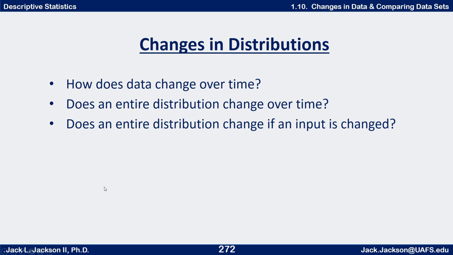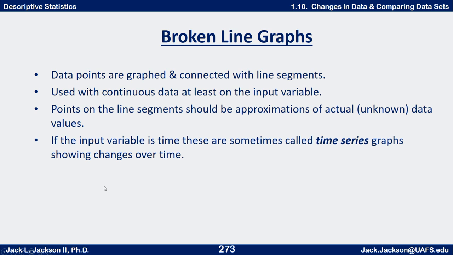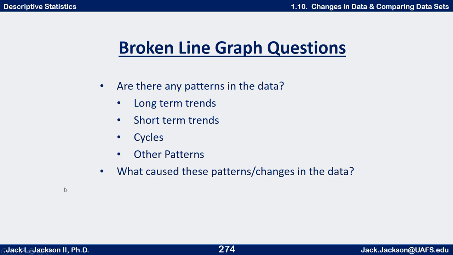So we might be interested in, for example, a broken line graph. Data points are graphed and connected with line segments, and this is used with continuous data, at least on the input variable, it's continuous data. And points on the line segment should be approximations of actual but perhaps unknown data values. So, if the input data variable is time, these are sometimes called time series graphs, showing changes over time.